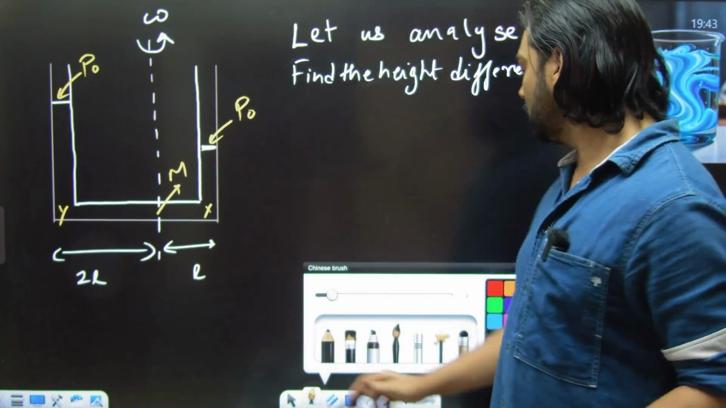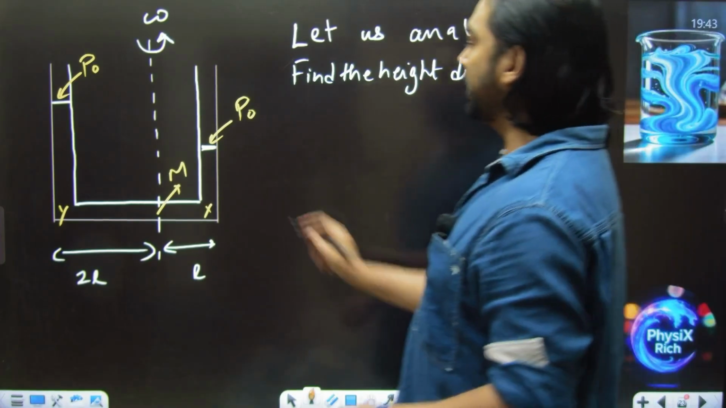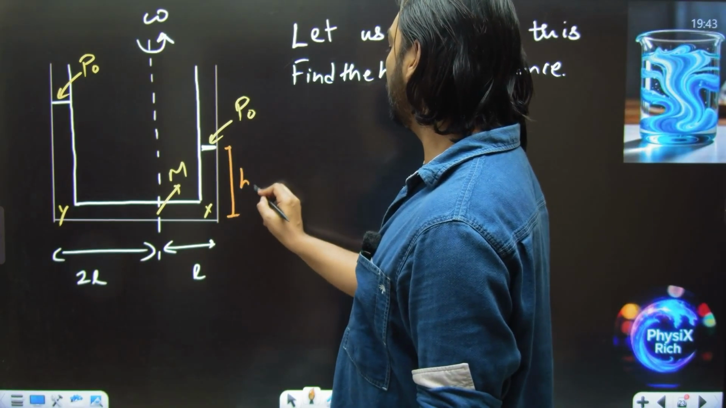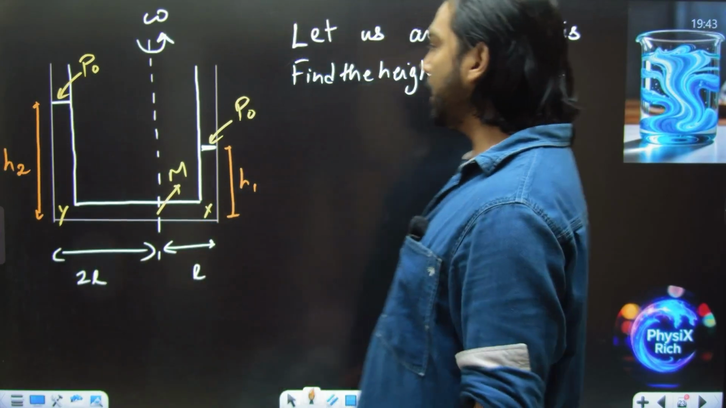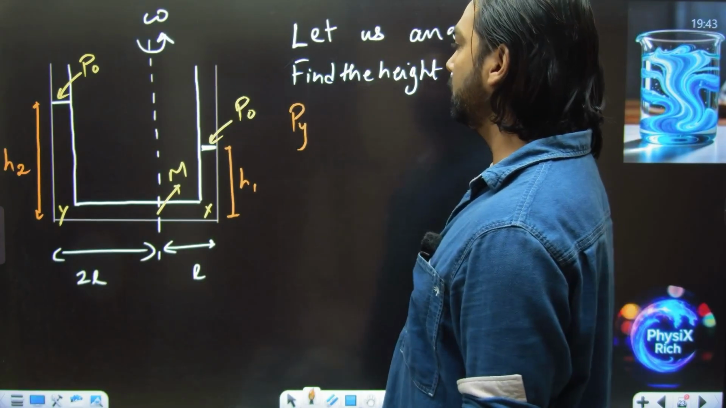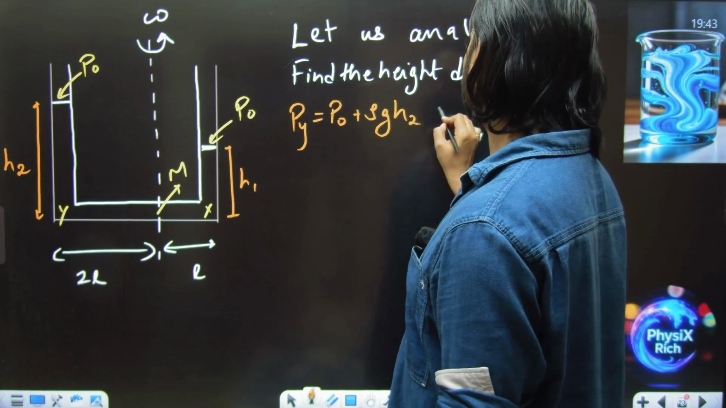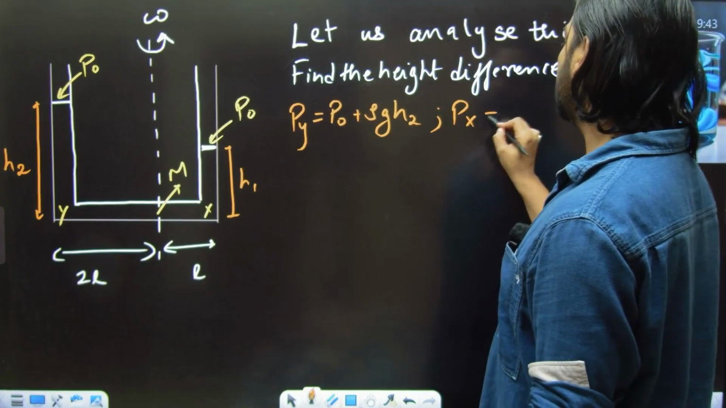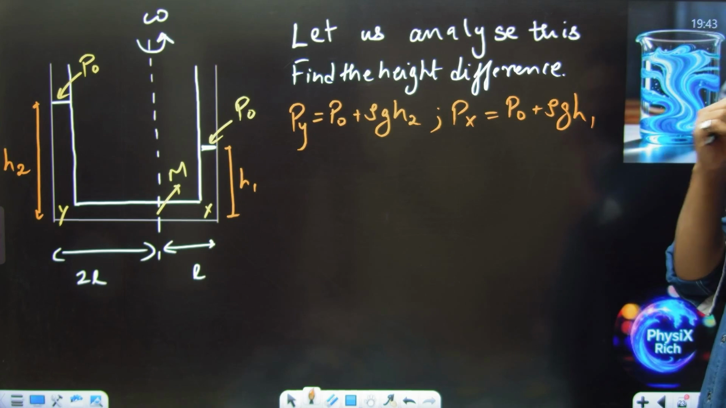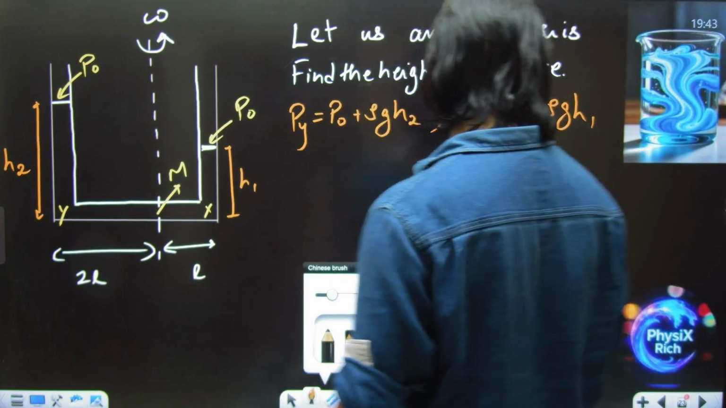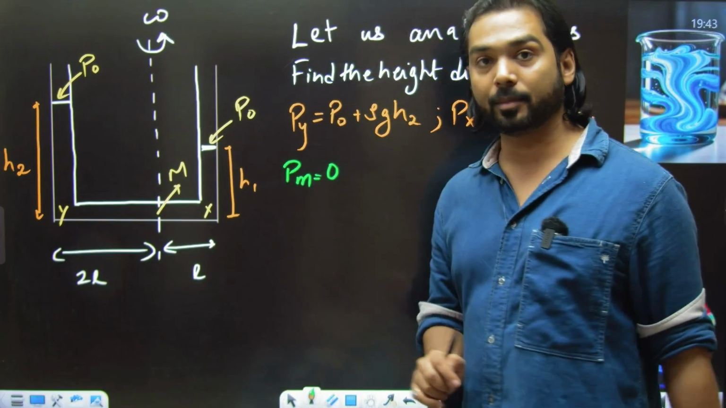All right. So what you can understand over here, guys, is that if this is, let's say, H1 and this is, let's say, H2, then pressure at Y should be equal to P naught plus rho g H2, and pressure at X should be P naught plus rho g H1. Okay. Now, one very important thing, guys. What is the pressure at the point M? We will assume that the pressure at point M should be equal to 0.